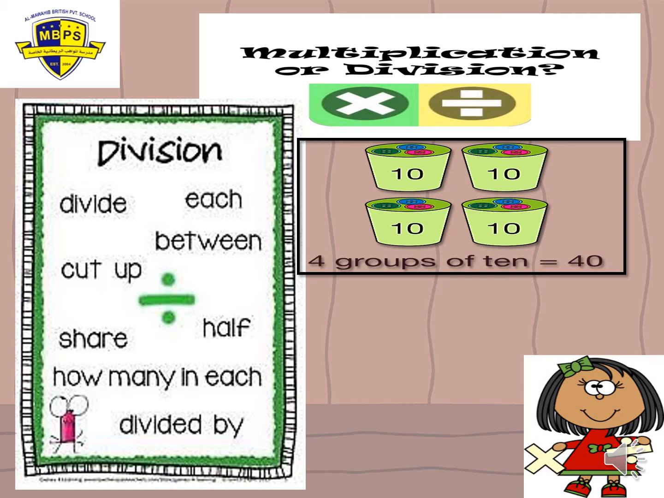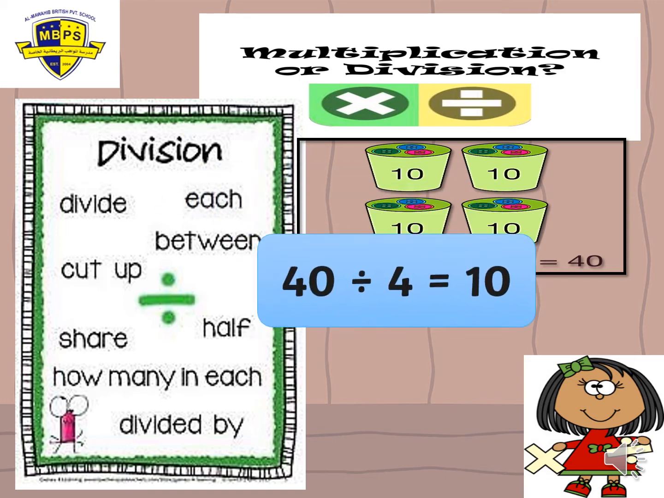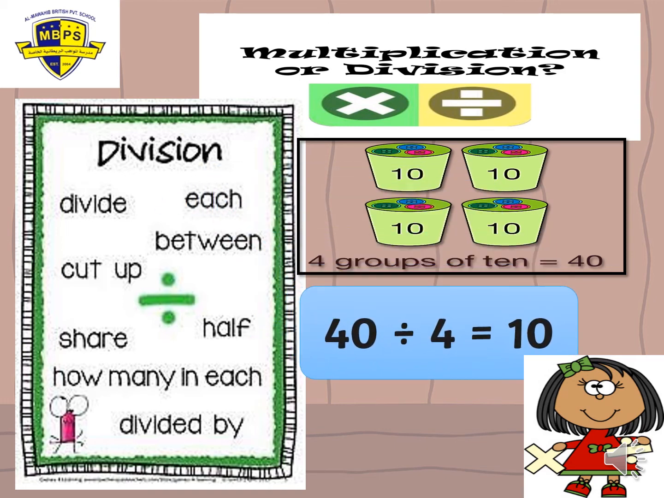I have 4 groups of 10 equal 40. Can you write the division sentence? Which number will you start with? I can hear you. You said you will start with the total, which is 40, divided by 4 equal 10. And you can write one more. Try to think about it. I'm not going to tell you. You can do it by yourself.